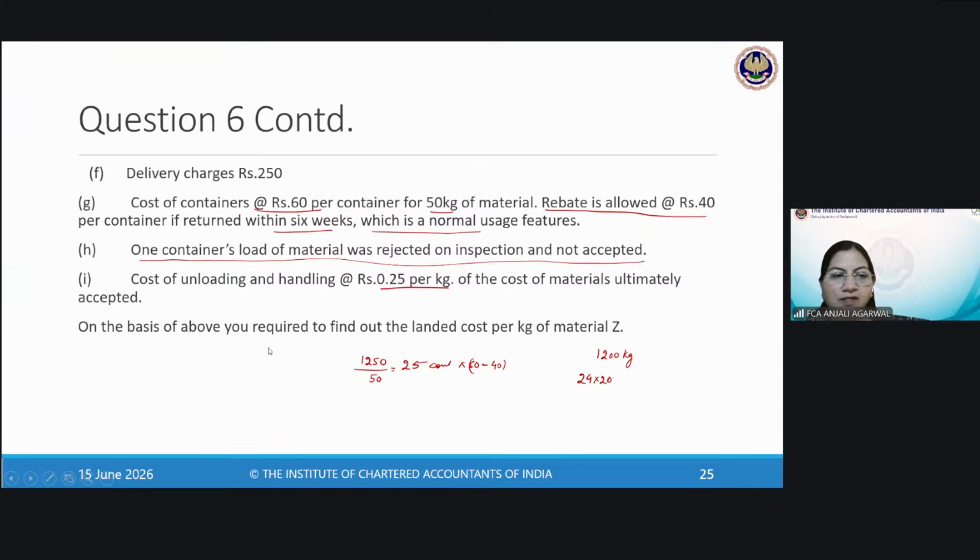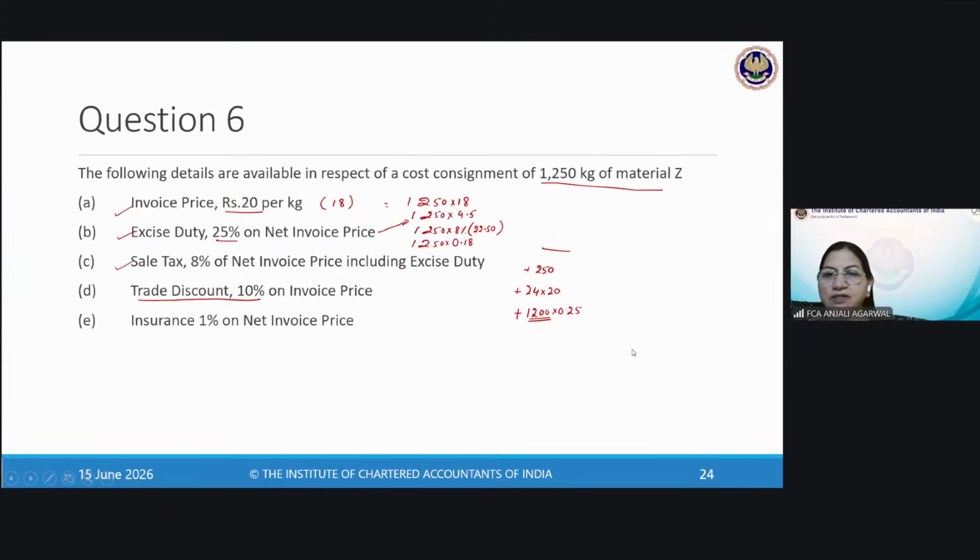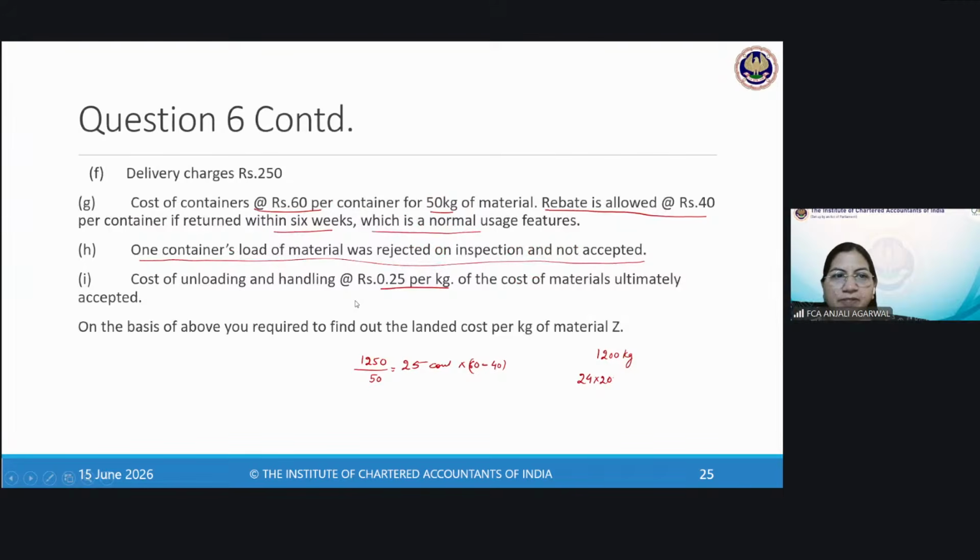So this is the ultimate containers you have accepted, you are required to find out the landed cost per kg of material C. So here also, out of this one container not accepted, but we have to bear the cost of 250 on 1200 kgs only then. So this will be your receipts and this will be your cost per kg of the raw material which you have ultimately received.